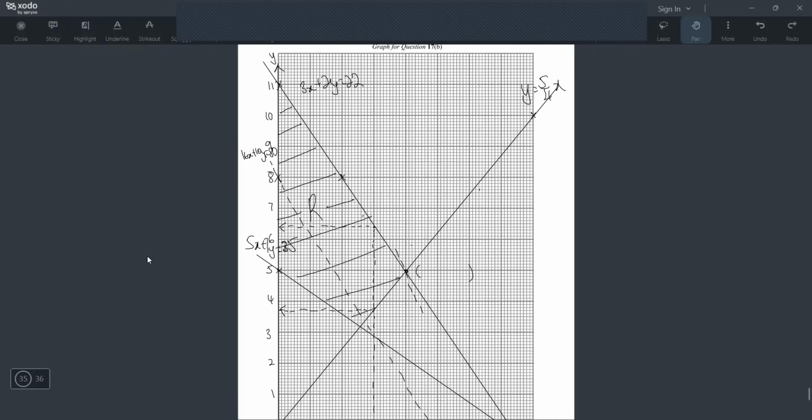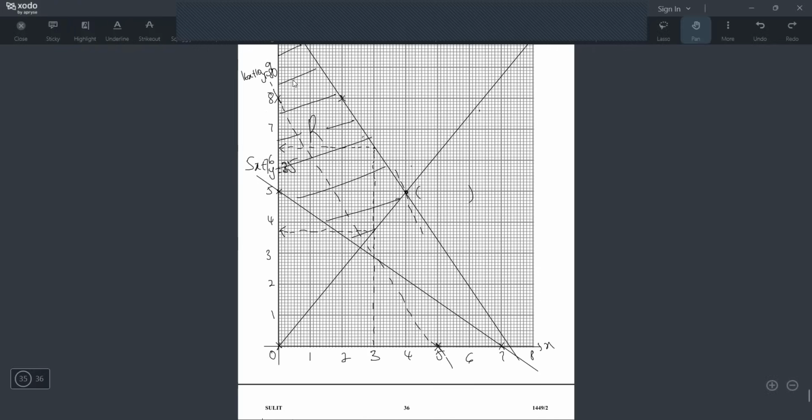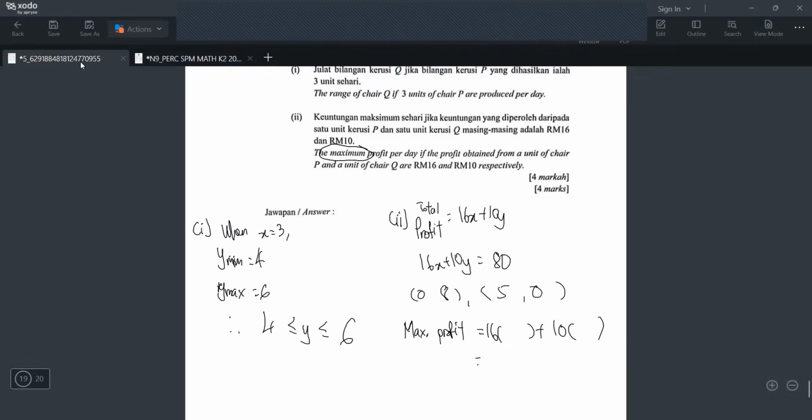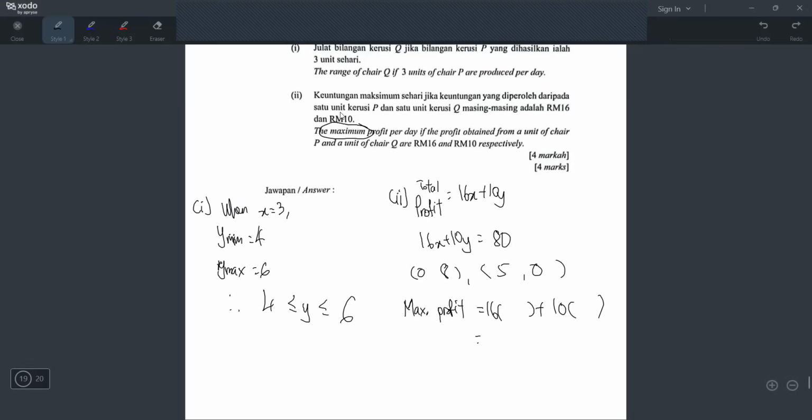So let's label this point. What do we call this point? (4, 5), right? So x is 4, y is 5. So this is the point that I will ganti inside the profit equation. So 16 times x, which is 4, plus 10 times y, which is 5. And then you press this whole thing inside the calculator, and then you will get the answer. So my calculator gives me 114. So the answer is RM114.